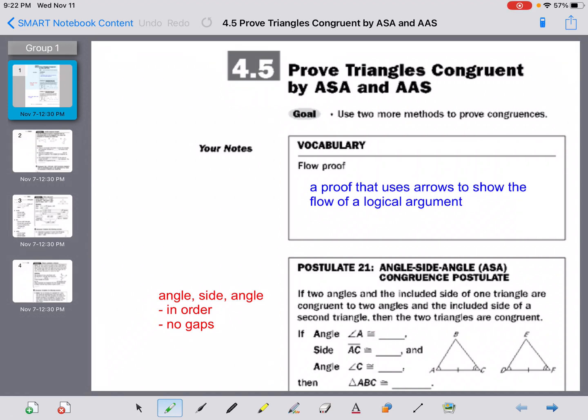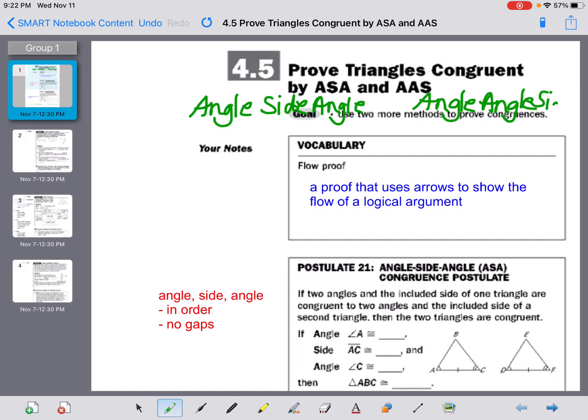4.5, prove triangles congruent by ASA and AAS. So once again, what do you think ASA stands for? That's right, it's angle, side, angle. And AAS, angle, angle, side. Now you might say, well, aren't those the same thing?